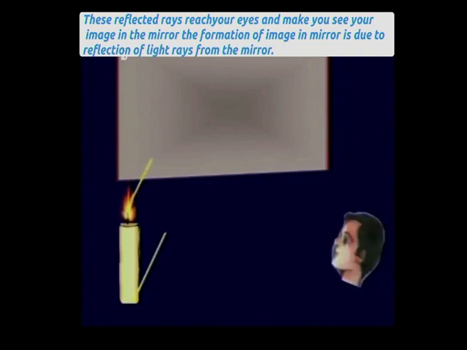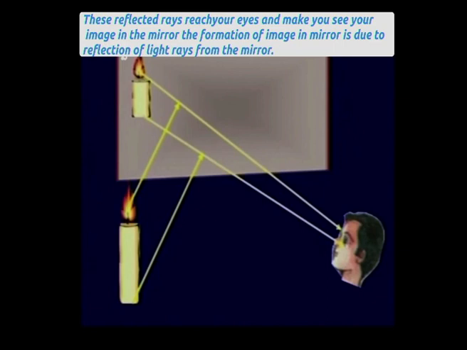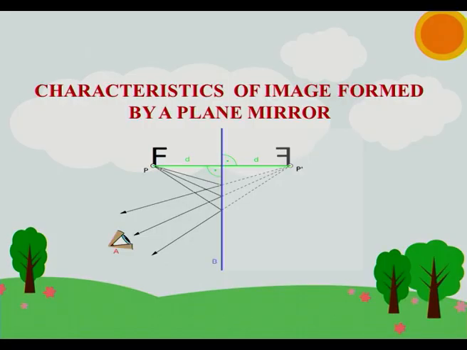Let us observe another example. A ray of light coming from a candle falls on the mirror. It reflects the light and the person is able to see the image of the candle in the mirror. Characteristics of image formed by a plane mirror.